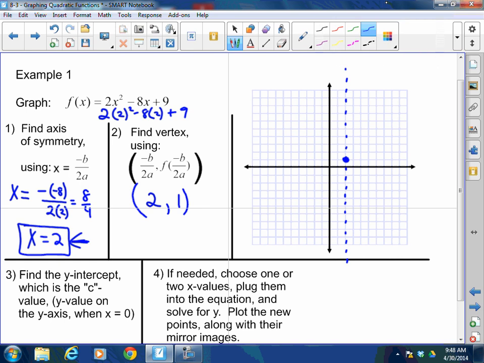Okay, let's continue then. Now, step 3, find the y-intercept. Remember what I told you. The c is the y-intercept, right? The constant number. So 9, right off the bat. (0, 9) is your y-intercept.